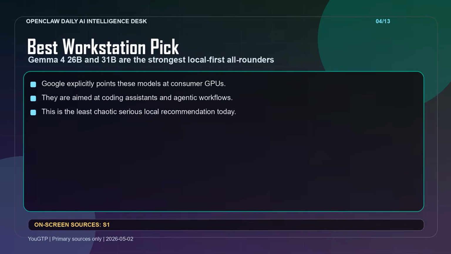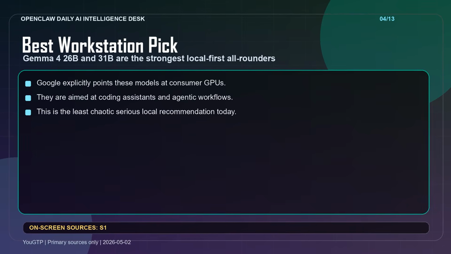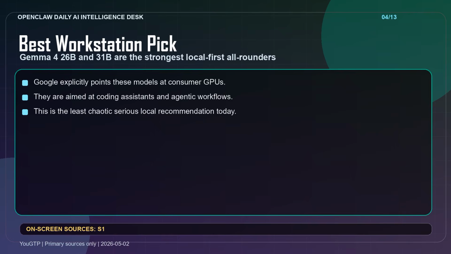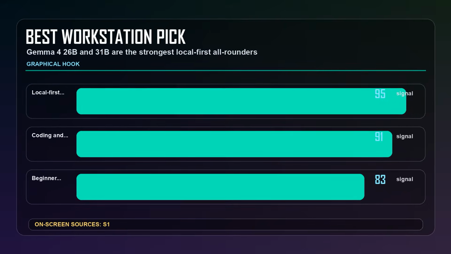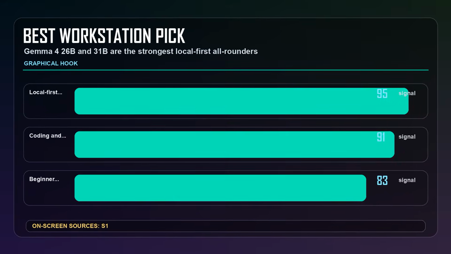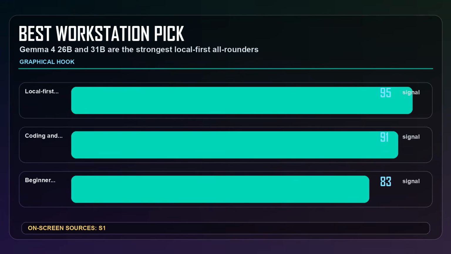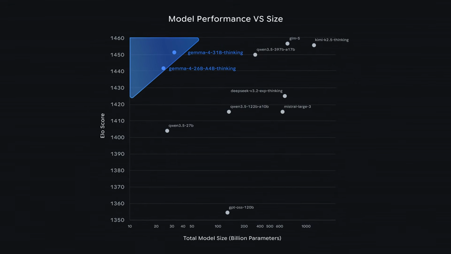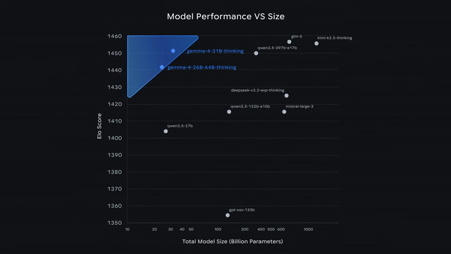Now, if you do have a stronger workstation and you want a real local first model for coding, research, and agentic workflows, the bigger Gemma 4 models deserve serious attention. Google DeepMind is very explicit here. The 26B and 31B models are aimed at IDEs, coding assistants, and agentic workflows, and are optimized for consumer GPUs. That is exactly the kind of wording you want to see in 2026, because it implies the model family was designed with practical workstation deployment in mind, not just leaderboard theater.